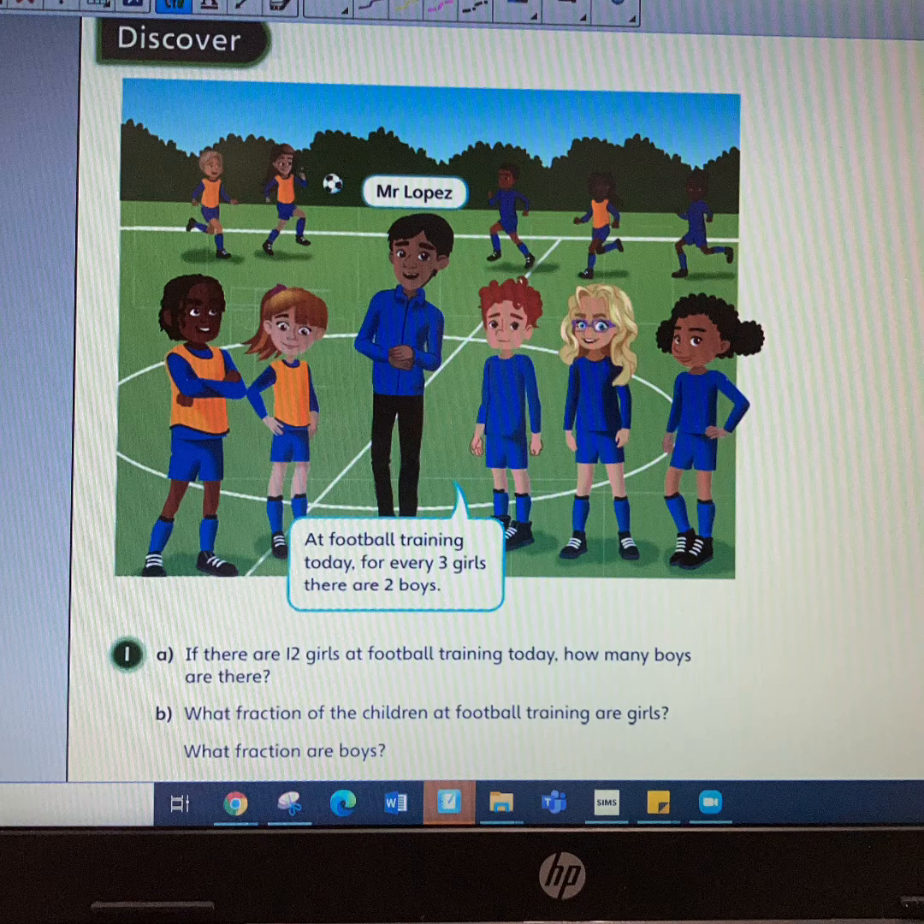Then, think about if there's now 12 girls, how many boys must there be? Because that ratio has to stay the same. And then for B, we need to think about this as a fraction. So with it as a fraction, think about what's the whole, how many children are there all together. Pause the video and off we go.